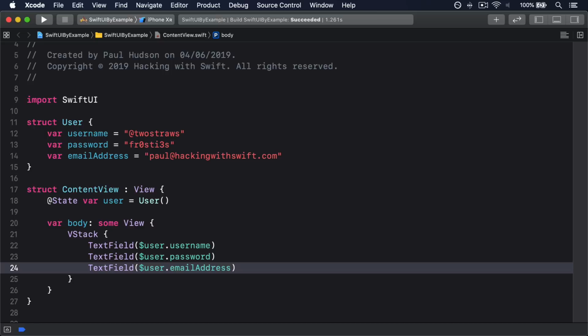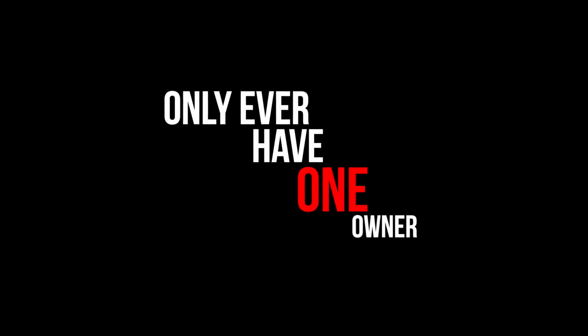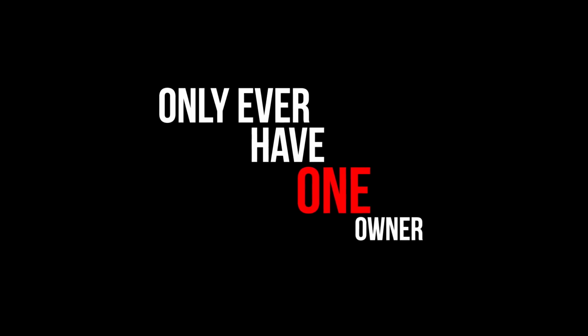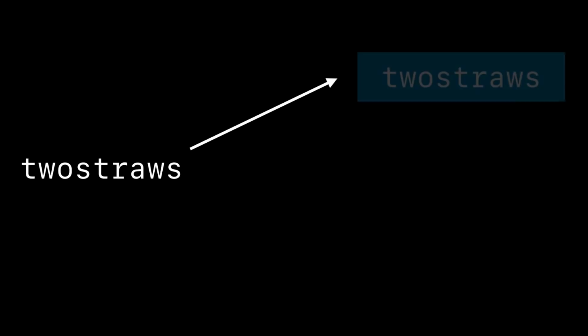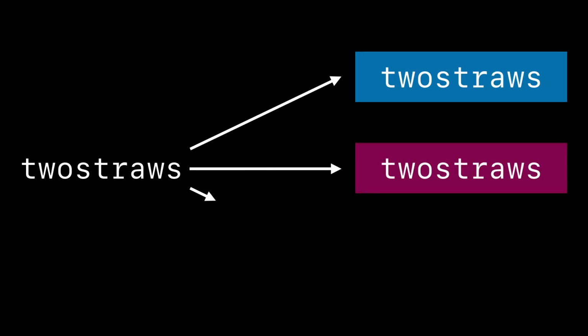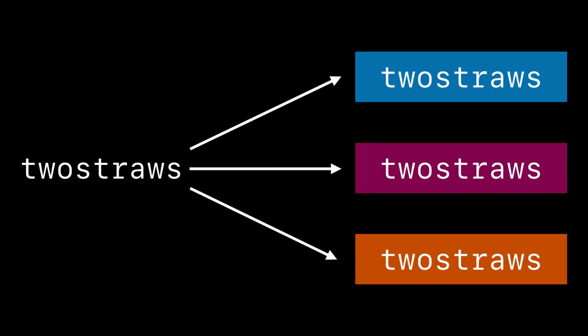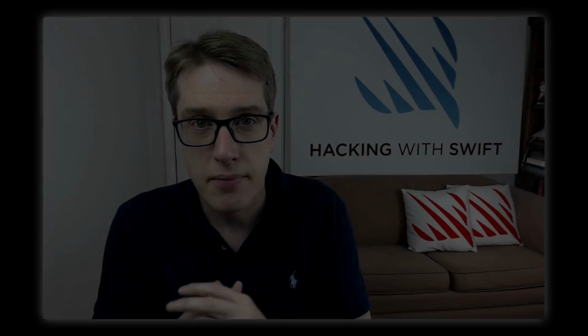You see, as well as being immutable, structs also only ever have one owner. This means if you create an instance of a struct and use it inside several views, they all have their own unique copy of that struct. So if one view changes the username to be 3 straws rather than 2 straws, all the other views won't be updated. This means different parts of your app will have different ideas of what the same data should be, which is a recipe for disaster.